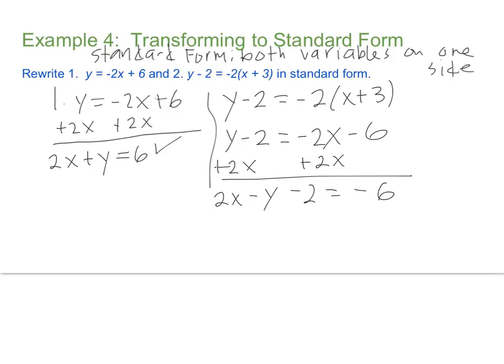But I want the constant on the other side of the equal sign. So I will add 2 to both sides to bring the constant term only to the right-hand side of the equal sign. So I end up with 2x minus y equals -4. That is in standard form, ax plus by equals c. Indeed.